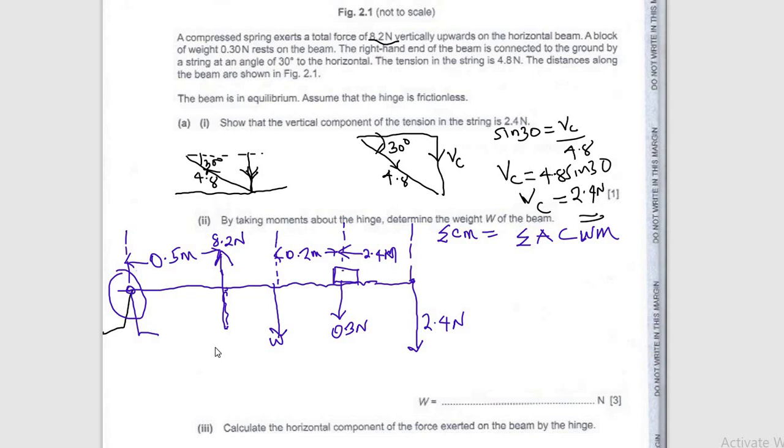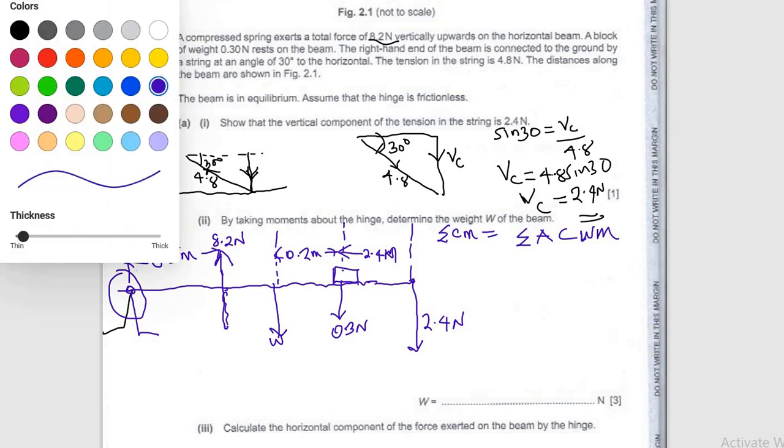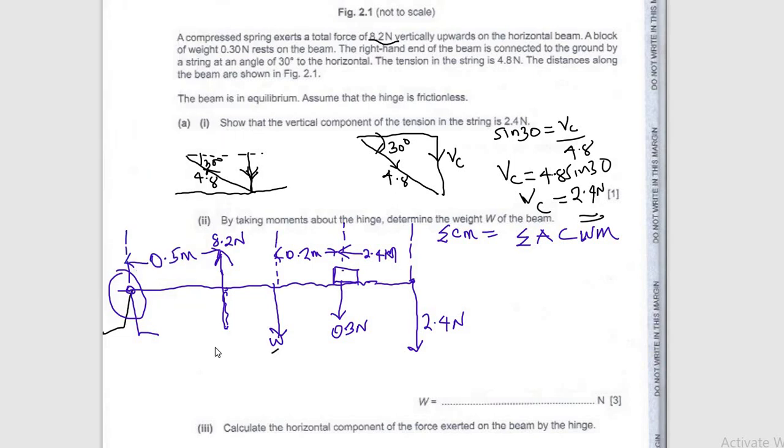What are the clockwise moments? The ones in the direction of the clock, and everything must go toward the hinge. So this is clockwise moment toward the hinge. If you are taking W toward the hinge, it's going in the direction of clockwise. 0.3 Newton is also clockwise toward the hinge. 2.4 Newton is also clockwise toward the hinge.